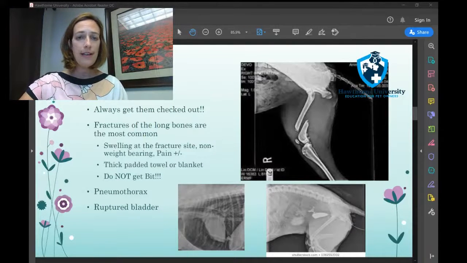This can occur in cats and dogs of any kind. So we always want to have these preliminary x-rays checked to make sure this isn't occurring.